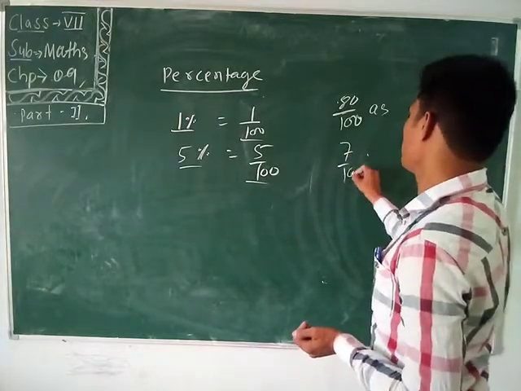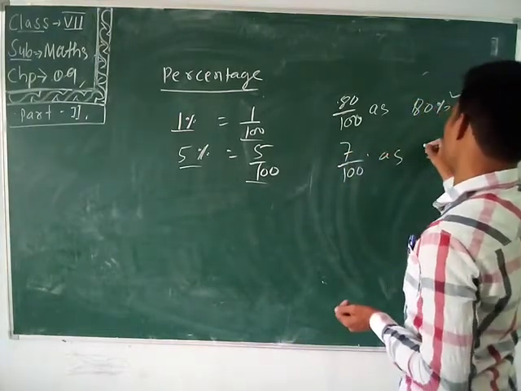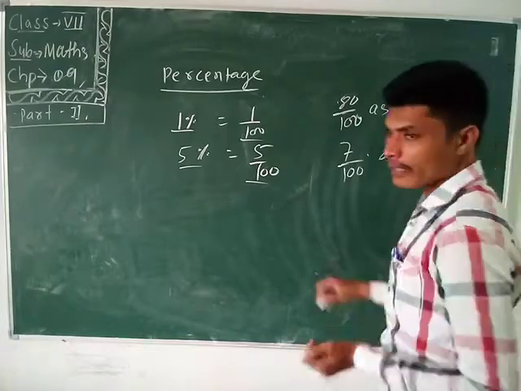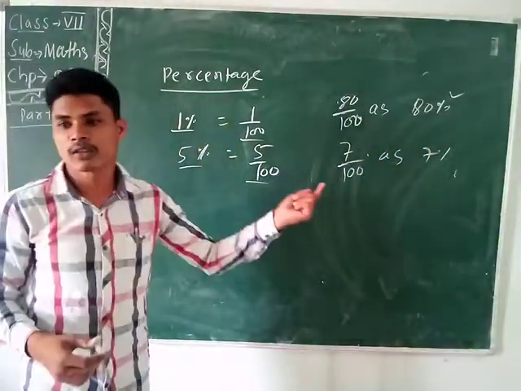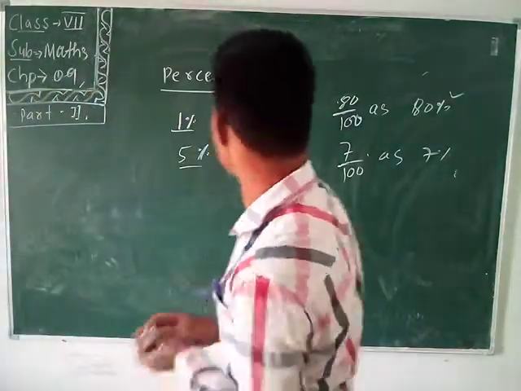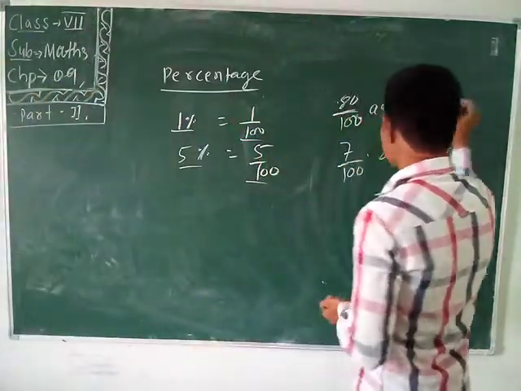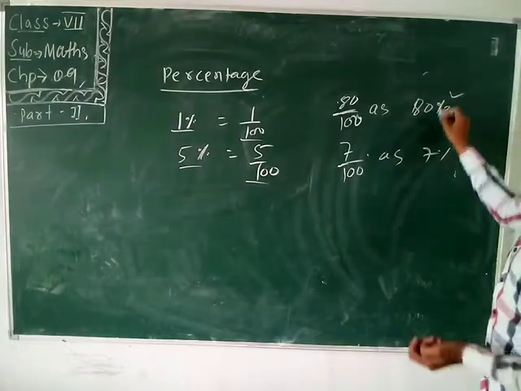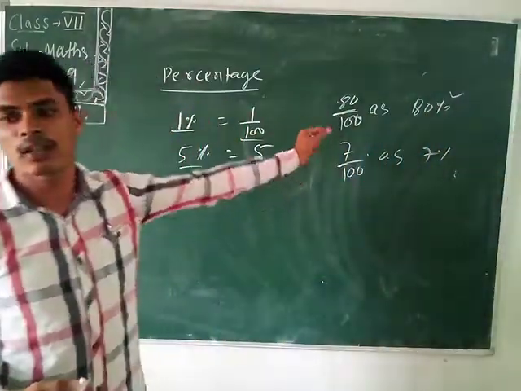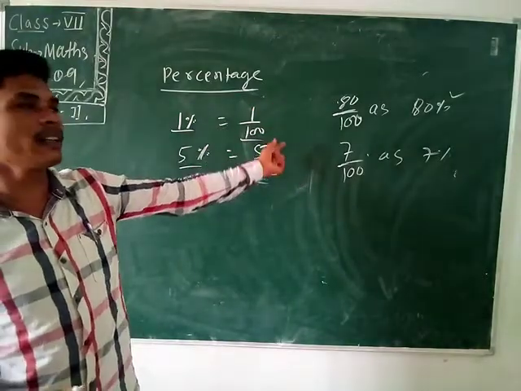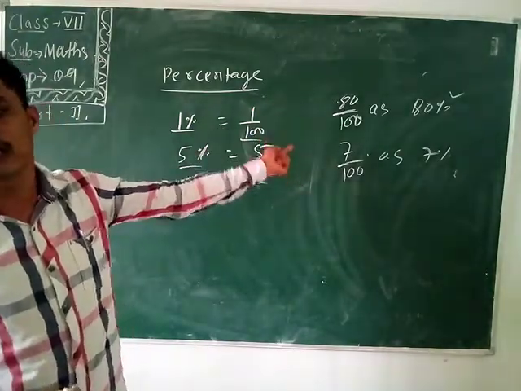7 by 100 we can write as 7%. Clear? This is how we can write a percentage using this one, and also we can find the percentage. 80% means 80 by 100. How can we write 30%? 30% equals 30 by 100, or 30 by 100 equals 30%.